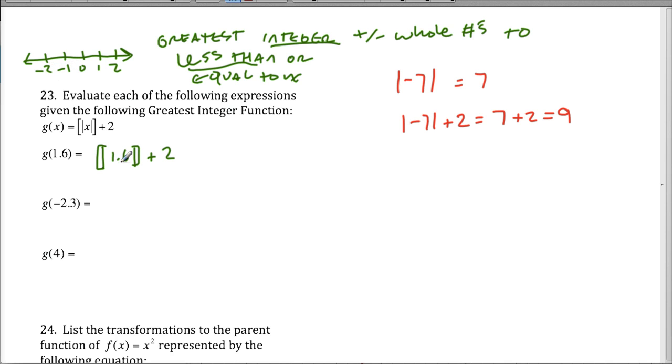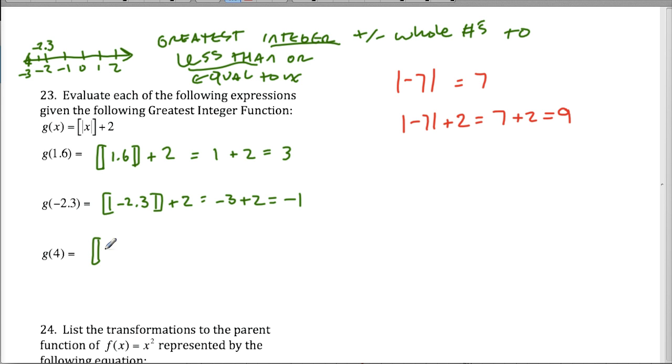So in this case, the greatest integer that is less than 1.6 is 1. So I have 1 plus 2 equals 3. Here, the greatest integer that is less than or equal to negative 2.3. Remember, these are all my integers on my number line, and it's always the integer to the left. So if I have negative 2.3, that's right about here, and the integer that would be to the left of this on the number line is negative 3. So this is negative 3 plus 2, which is negative 1.